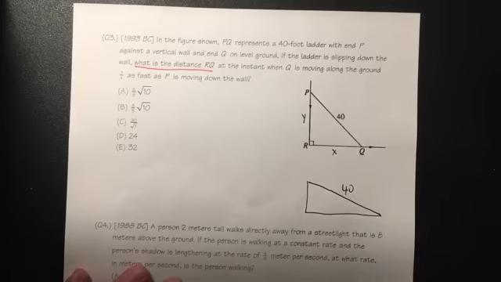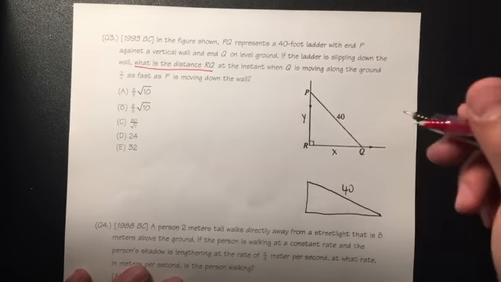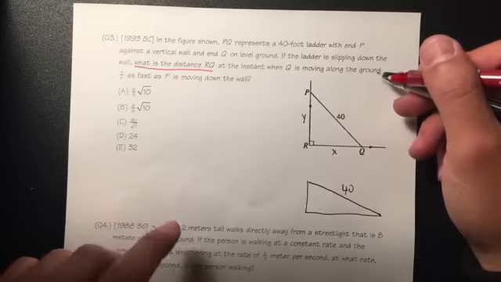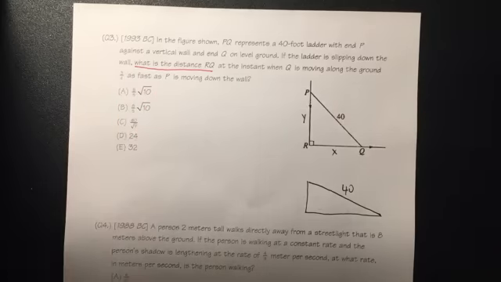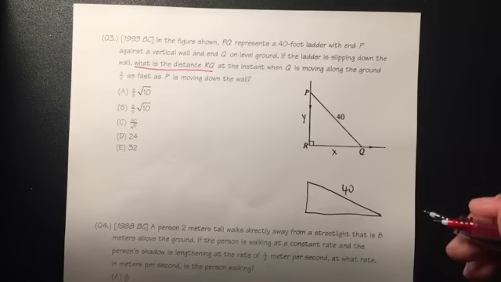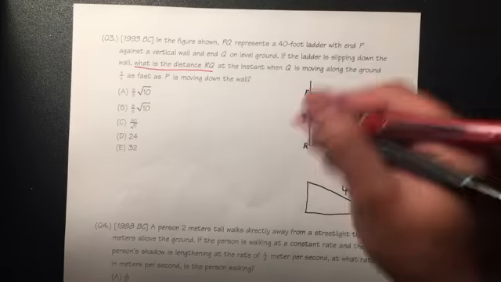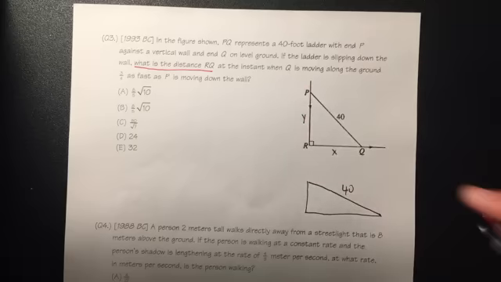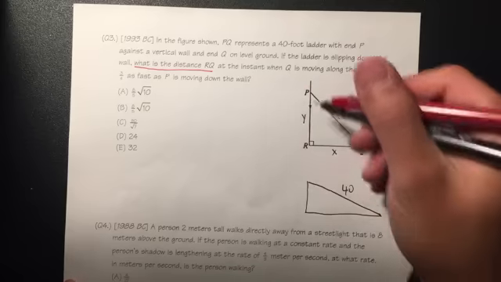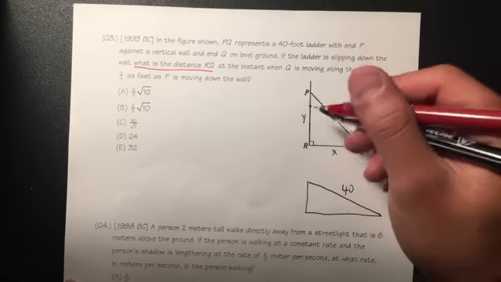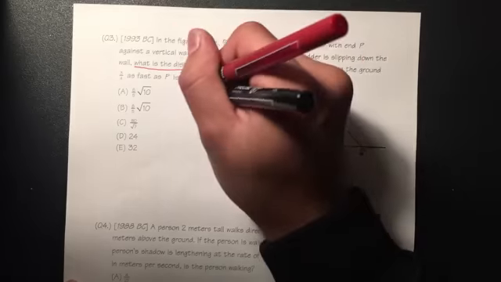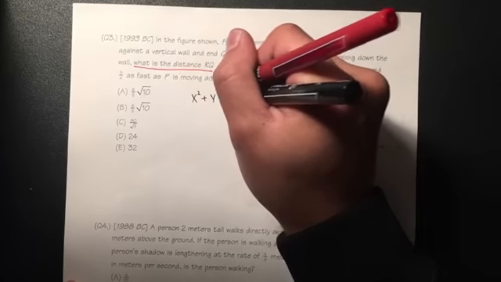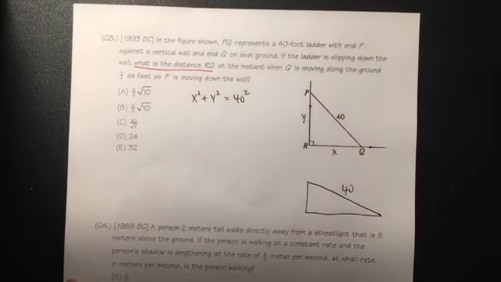We are trying to find out, at the instant Q is moving along the ground 3 over 4 as fast as P is moving down. It's kind of hard to label this. But anyway, let's come up with the equation first. From this picture, by the Pythagorean theorem, we know x squared plus y squared is equal to 40 squared. So let's put that down: x squared plus y squared is equal to 40 squared.